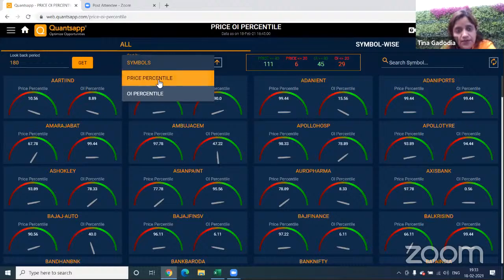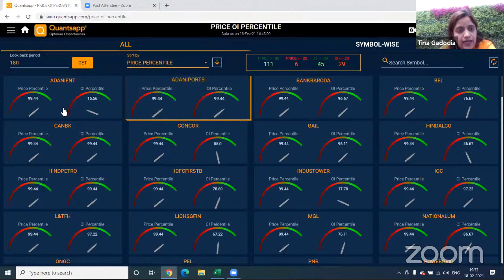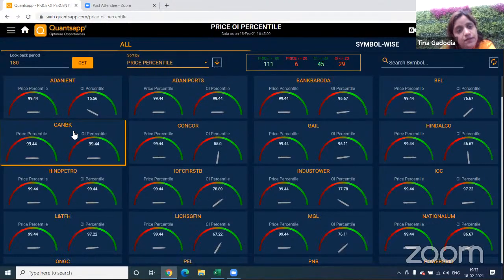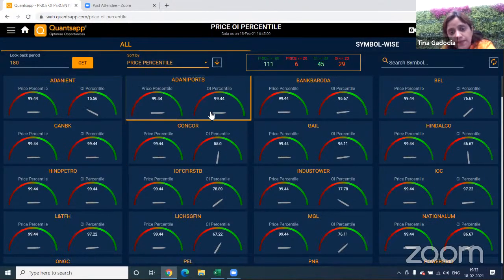Say, for instance, I figure out by price percentile. I look at the stocks where the price percentile is high and the OI percentile is also high, because that gives a conviction that the traders are going in, the price is increasing with increasing OI. When the price is increasing but the OI is not increasing, that's not a very lucrative scenario.